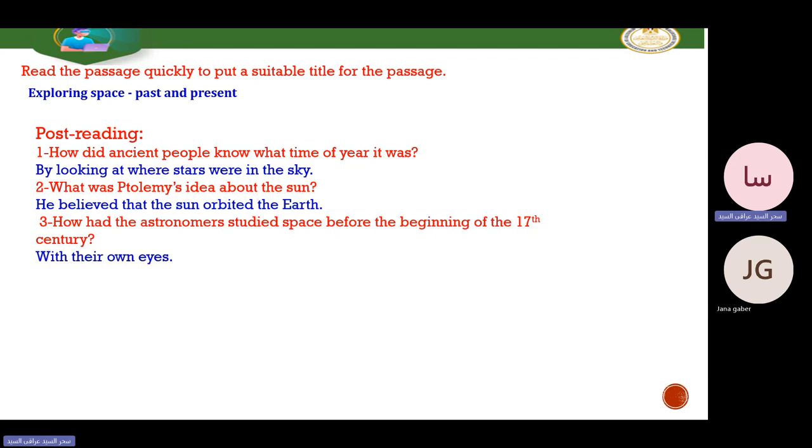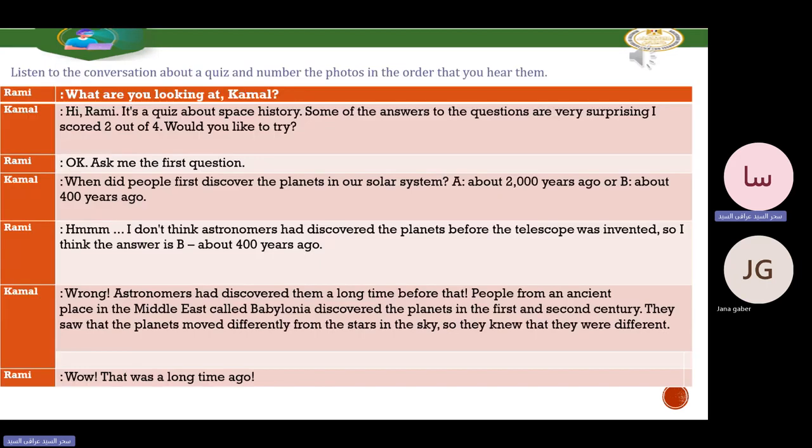Okay. Now we are going to listen to a conversation about a quiz and number photos in the order that you hear. It's about space, of course. Listen carefully. Student's Book, Unit 10, Lesson 2, Exercise 4. Listen to the conversation about a quiz and number the photos in the order that you hear them.